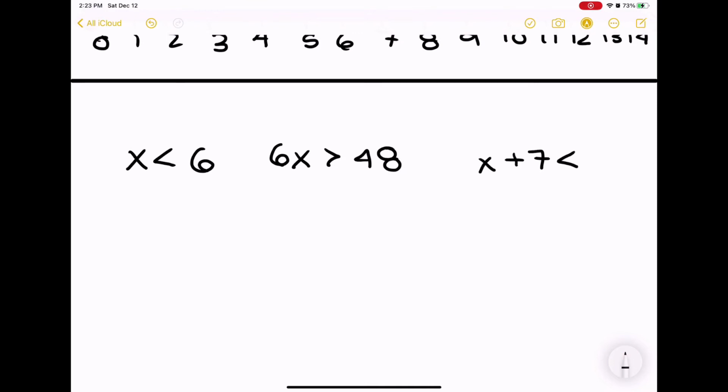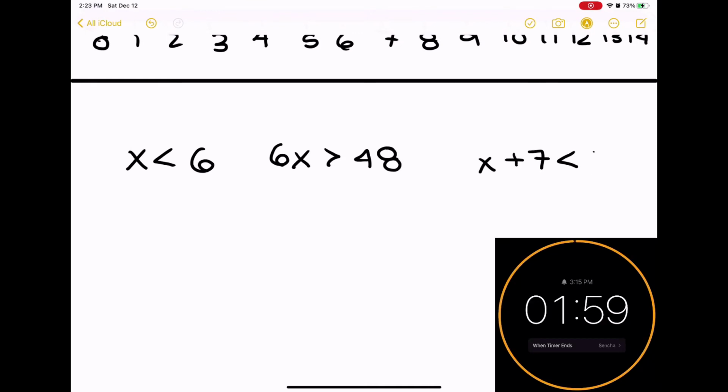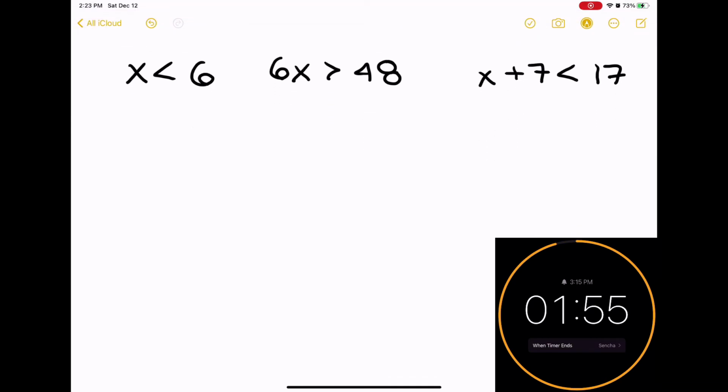So now you all are going to do practice problems all by yourselves. You have these 3 inequalities and you'll have 2 minutes to graph all of them on a number line.